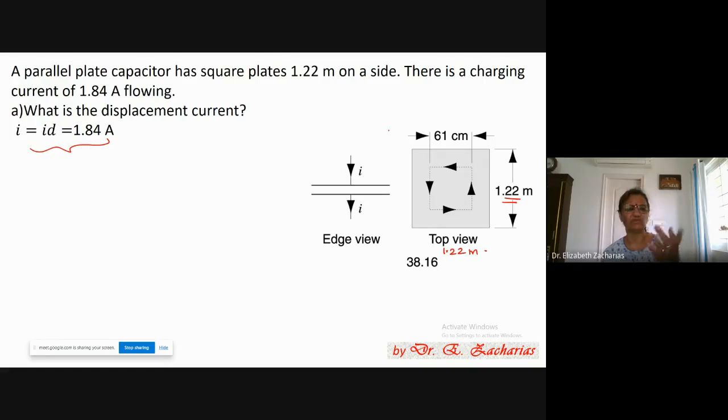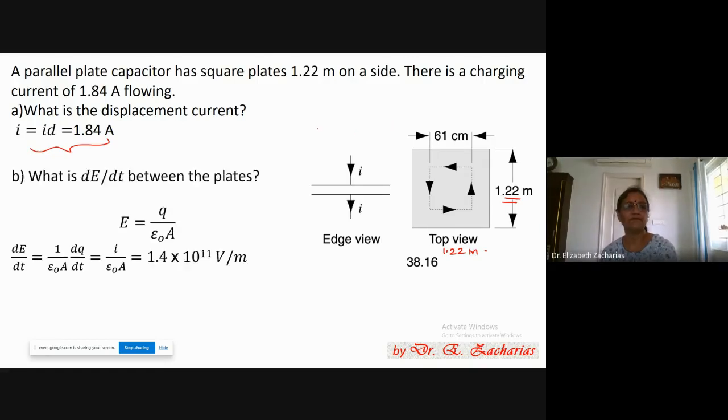You don't have to do anything. Straight away, you know that I is equal to I_D, so 1.84 ampere. The next part is, what is dE/dt between the plates? For that, E is equal to sigma by epsilon naught, which is Q by A epsilon naught.